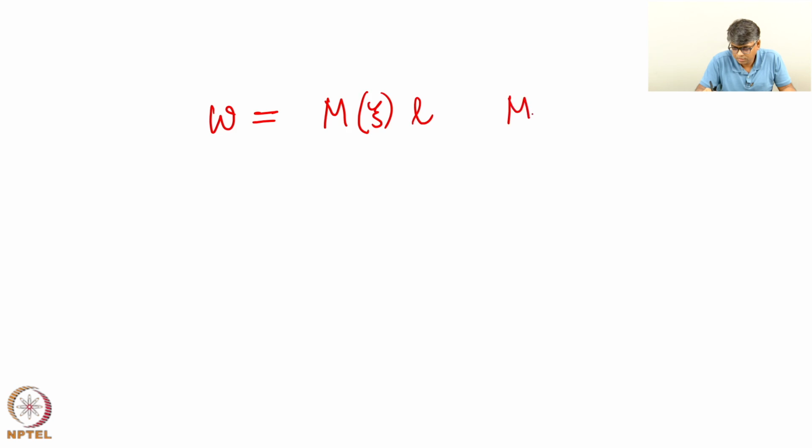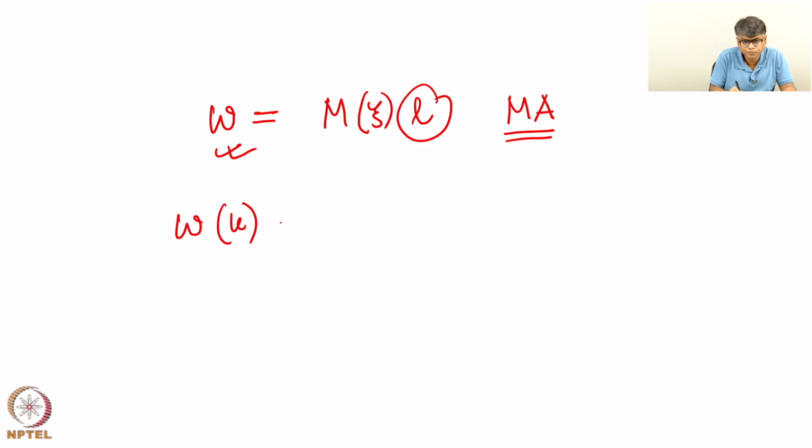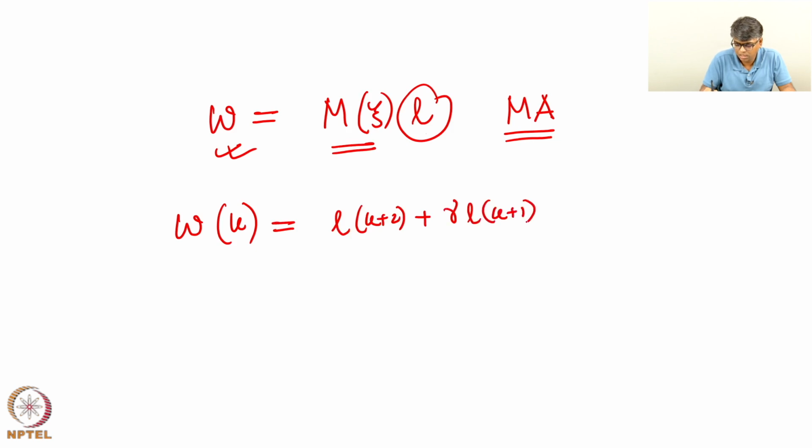A special case of this, of course, is just moving average. That means when w is indeed equal to M(ξ)l. There the terminology really makes sense, that w is indeed a moving average of l. Indeed, in this case w(k) will be equal to, suppose this has the same structure, l(k+2) + γl(k+1) + δl(k). These are the standard terminologies, and for our purposes, we are going to use them.